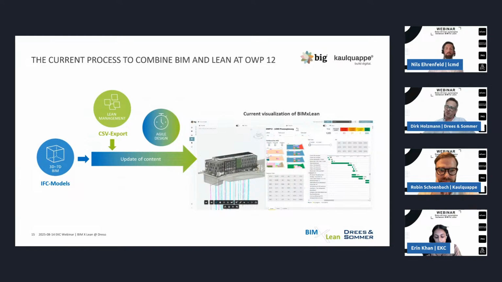And the process before, like I already explained, was: on the left-hand side, you can see the IFC model, so your whole BIM project. Then we had to export our processes from the Lean side by a CSV export. We put this together in BIG from Kaulquappe, and then we could update everything. This was around 3 or 4 years ago. Now we are more user friendly, let's say it like that. And Robin will show how it works now.